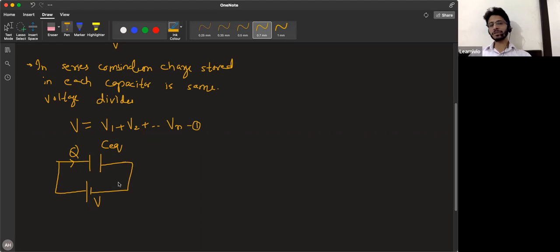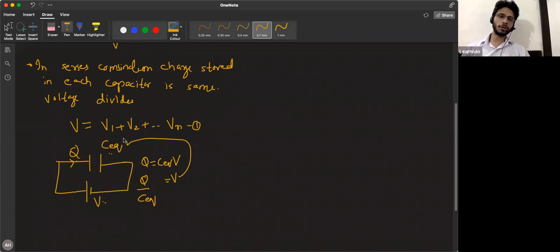The next task is to relate V, Q, and C equivalent. How will you relate Q, C equivalent, and V? C equals Q by V. So you can write Q is C equivalent multiplied by V, and V will be Q by C equivalent.